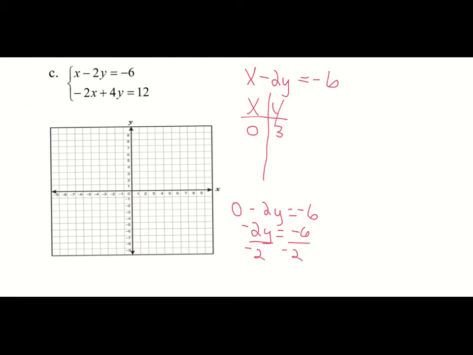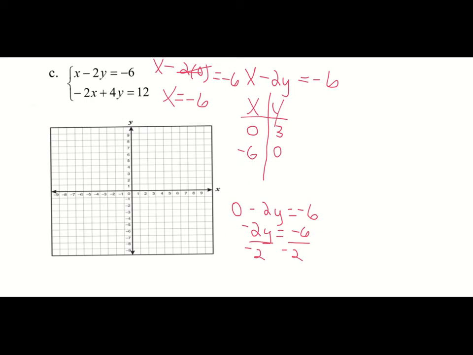And then let's make life easy again. Let's plug in a 0 for y. So then we'll have x - 2 times 0 = -6. But again, that 2 times 0 is 0. So x = -6. And we have (0, 3) and (-6, 0).